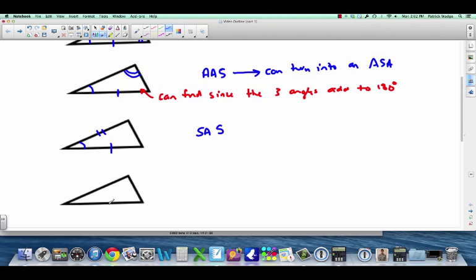Next one we'll look at is this one. You know that side, you know that side. Not necessarily the same, so that's why I put 1 tick and 2 ticks and 3 ticks. So you know all the sides. What's that called? Well, it's easy. That's a side, side, side.